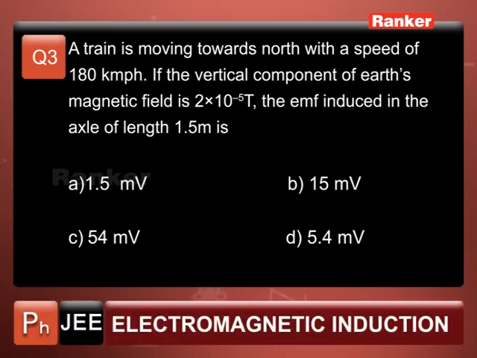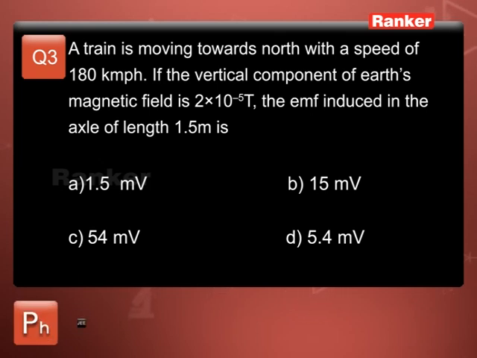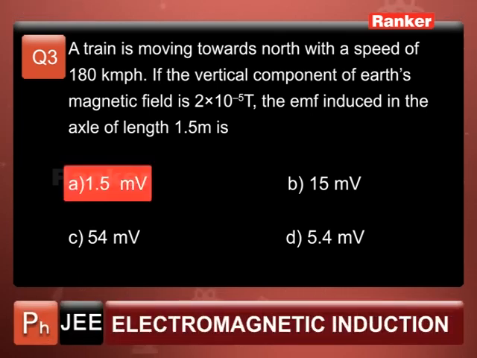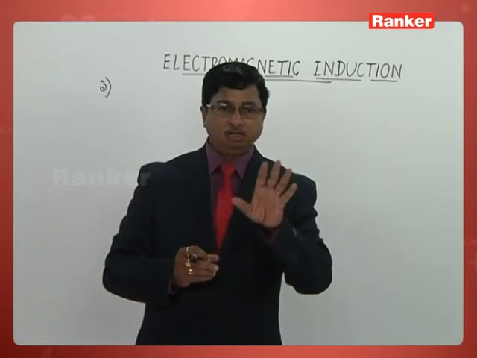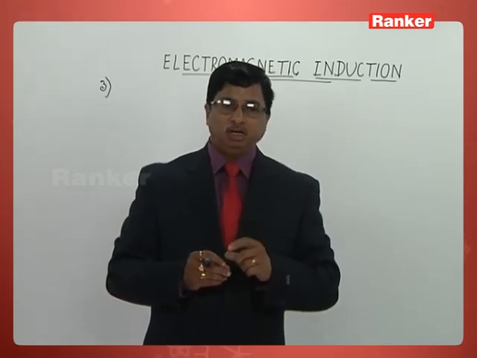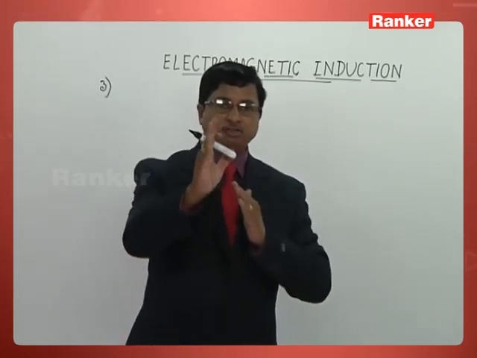And what are the values he has provided? First option is 1.5 millivolt. Second option is 15 millivolt. Third option is 54 millivolt. And fourth option is 5.4 millivolt. In true sense, the correct answer for this one is 1.5 millivolt, which is the very first option for us. But what exactly is the concept here? Train is moving towards north, he is talking.